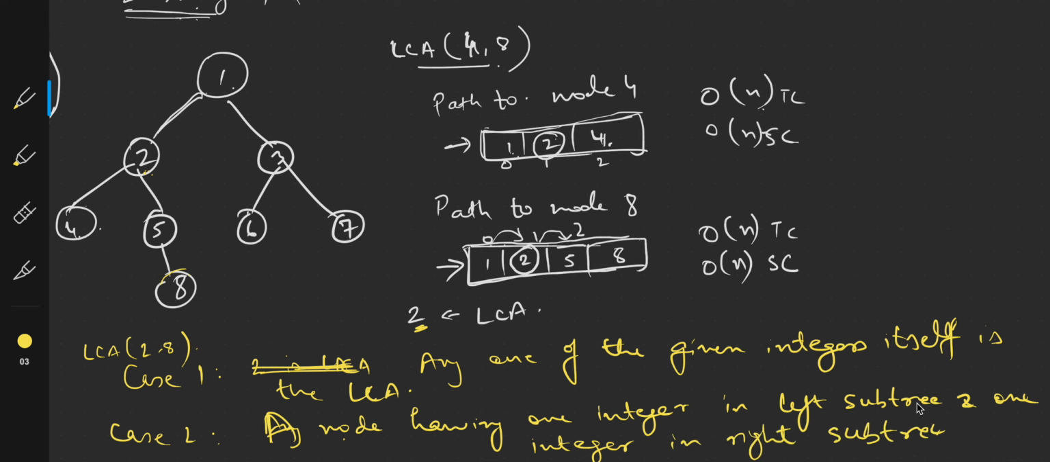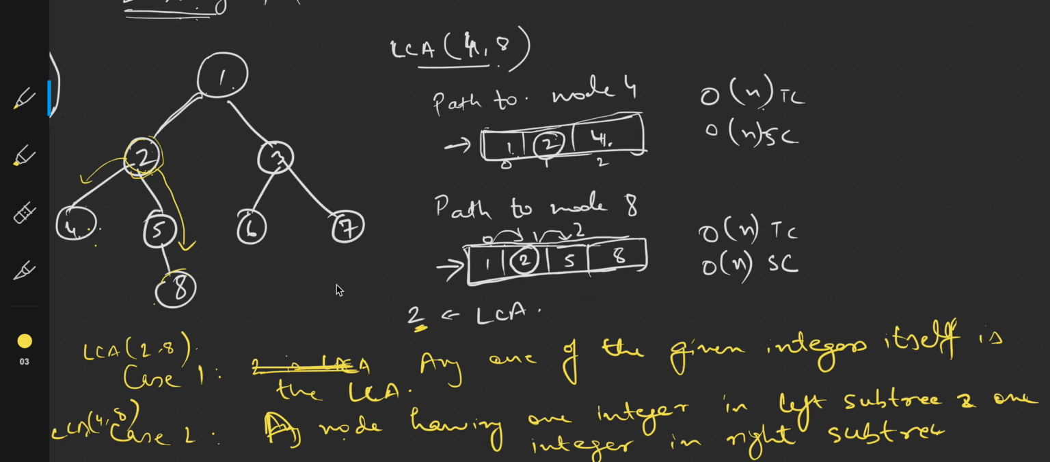For example, let's take the LCA of 4 and 8, right? So 4 is present in the left subtree of 2 and 8 is present in the right subtree of 2. So that's why 2 is the lowest common ancestor of 4 and 8, right? So this is the second case. So now we have to visit through the binary tree using depth first search traversal mechanism, and we have to find the lowest common ancestor of the given integers.